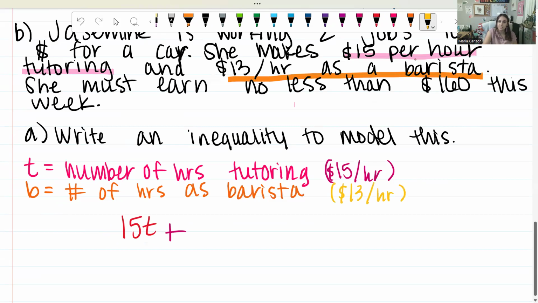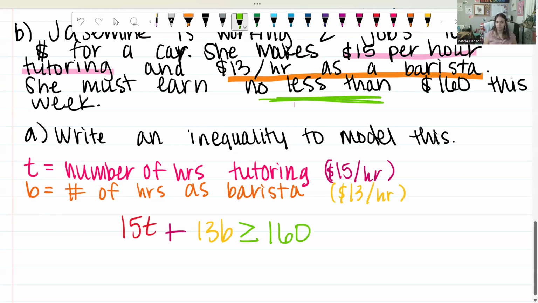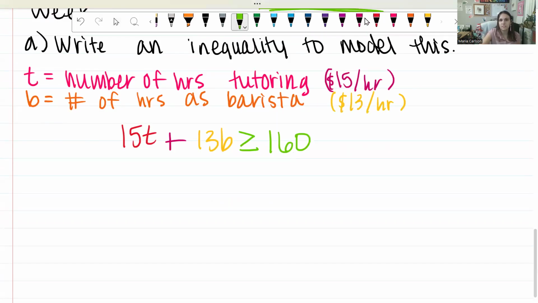So 15T plus 13B, and then she must earn no less than, not less than, right? So that means she should earn greater than or equal to, no less than, so that counts, $160. So 15T plus 13B has to be greater than or equal to $160 for total pay.